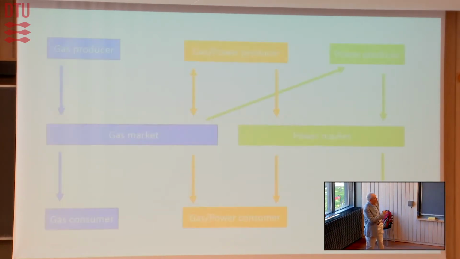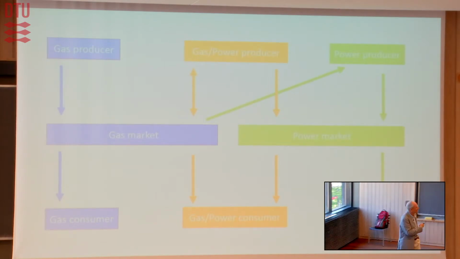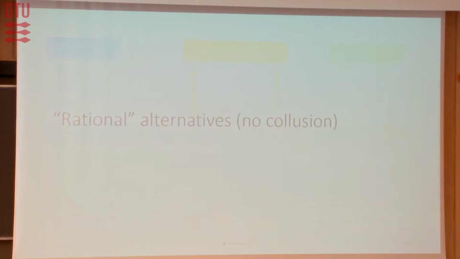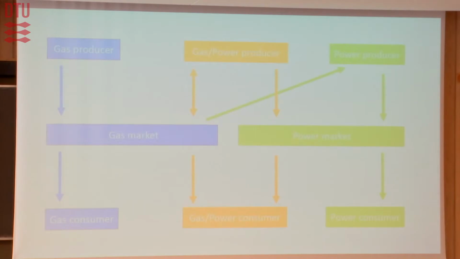Now we are going to be a little bit more realistic. For being more realistic, I'm excluding the collusion alternative. So for this kind of model, I have gas producers that sell gas. They just produce gas and sell gas, and they don't care about anything else. We have gas consumers that consume gas. They buy gas, consume gas, they're happy, and that's it.